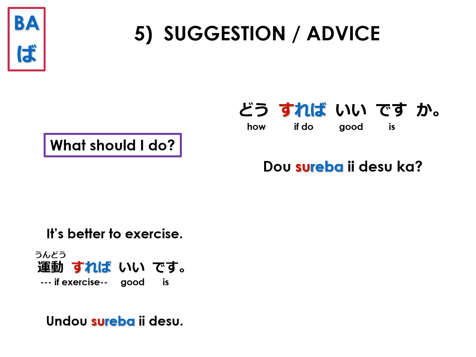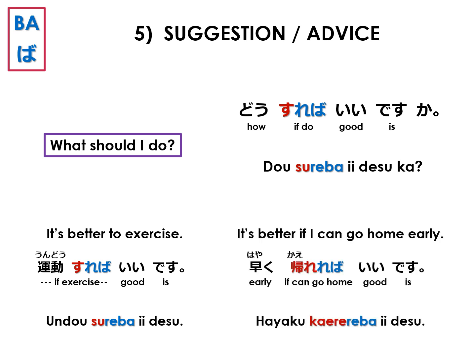運動すればいいです。 It's better if I can go home early. 早く帰れればいいです。 帰れれば comes from 帰れる, which means can go home. It is the shortcut ability of the verb 帰る, to return home. You can review making the ability conjugation in lesson 57.